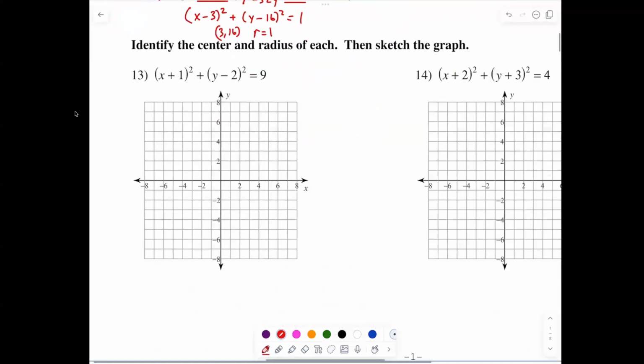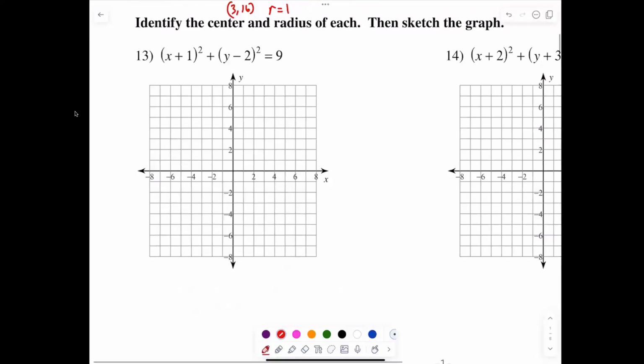Okay, so now it's us just sketching the graph. What's the center of number 13? So everybody plots a point, -1, +2. Now the radius is what? 3. So from the center, you go up 3, you go down 3, you go left and right 3. And then you draw your circle or sketch the circle as best you can.